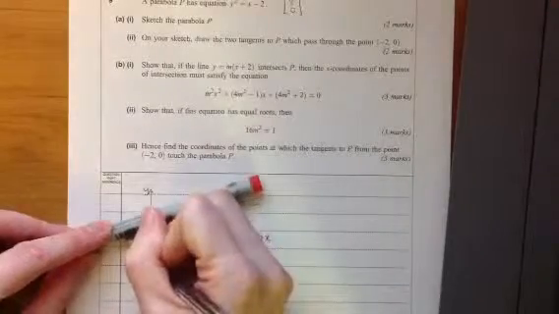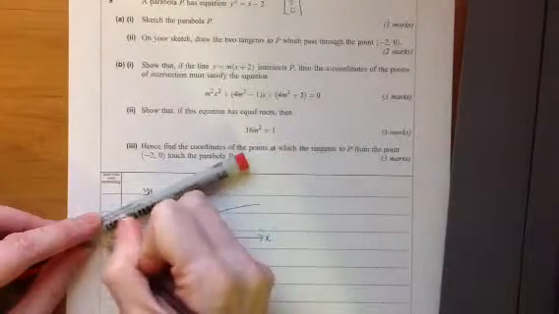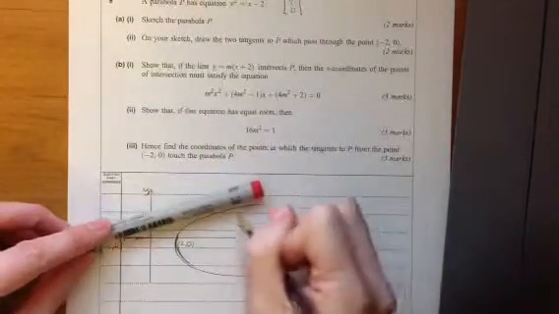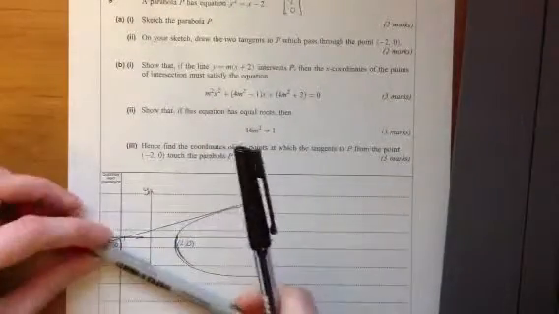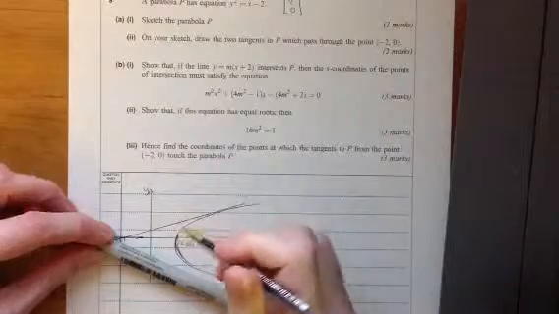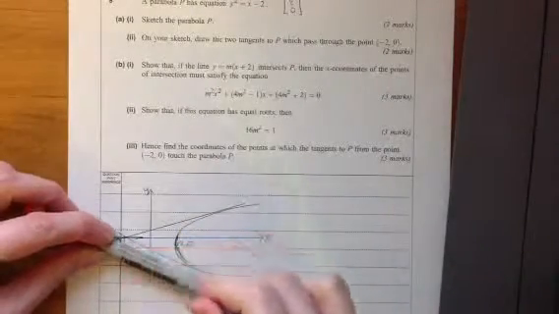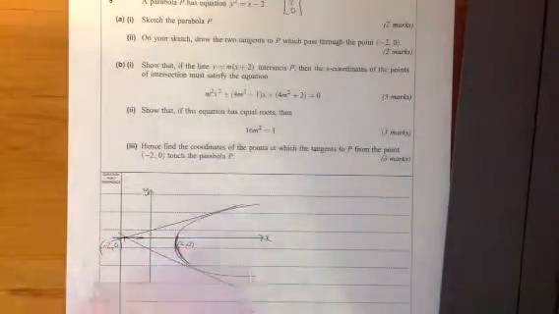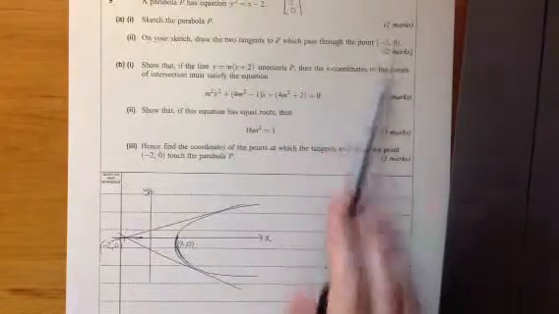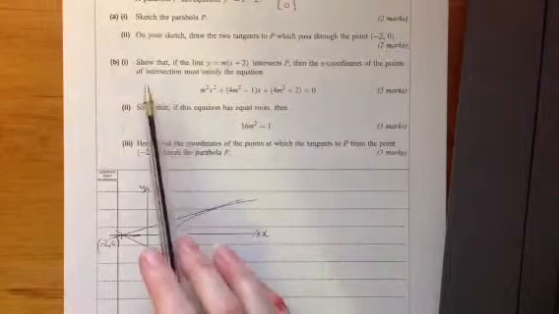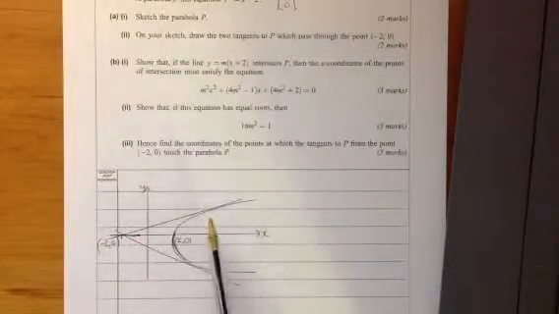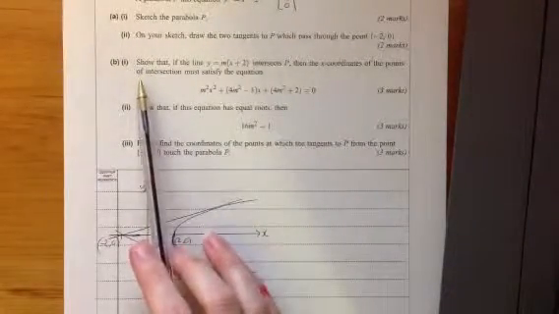So if that's going to be my minus 2, 0 point, then I'm going to do a tangent, so it just needs to go through minus 2, 0 and touch the edge of my parabola, a bit like that. So they're my two tangents. So that's 4 marks already, and all I've done is draw a pretty picture. Well, fairly pretty. This is me we're talking about.